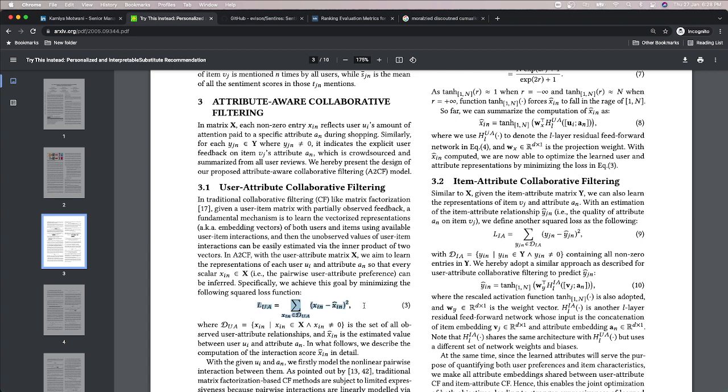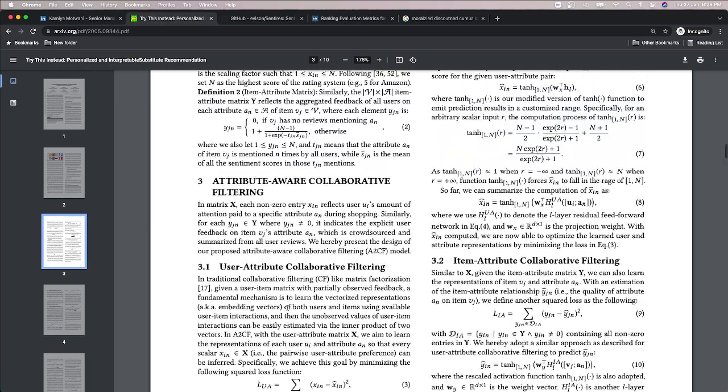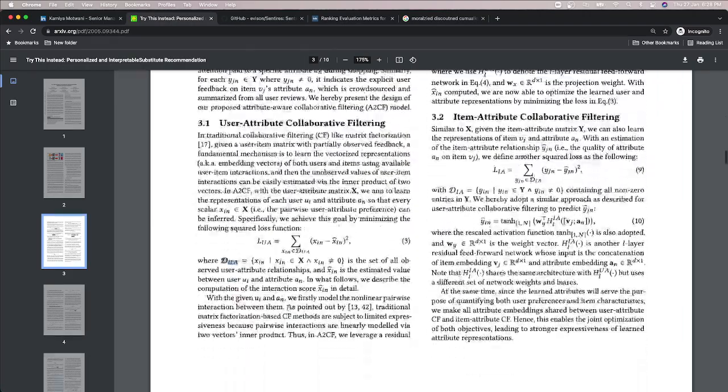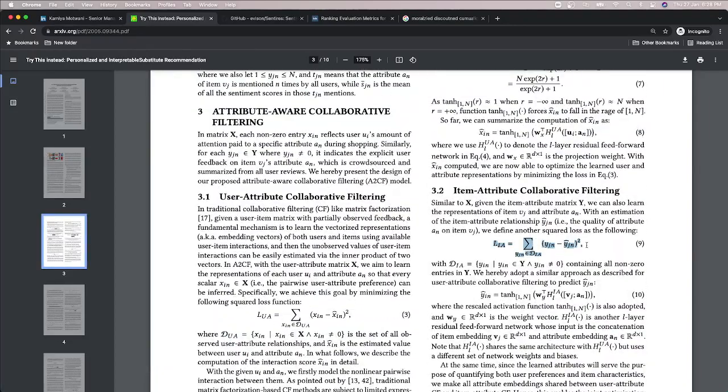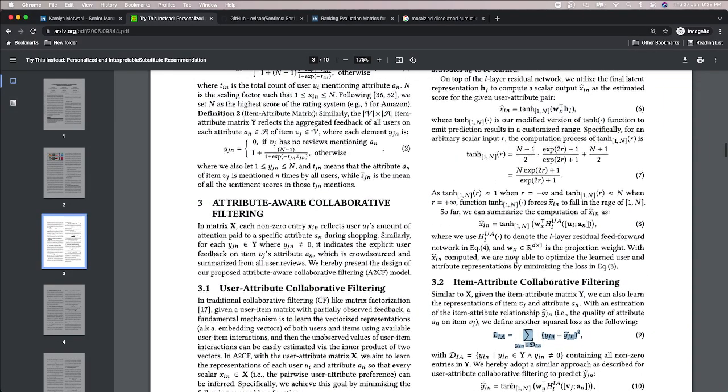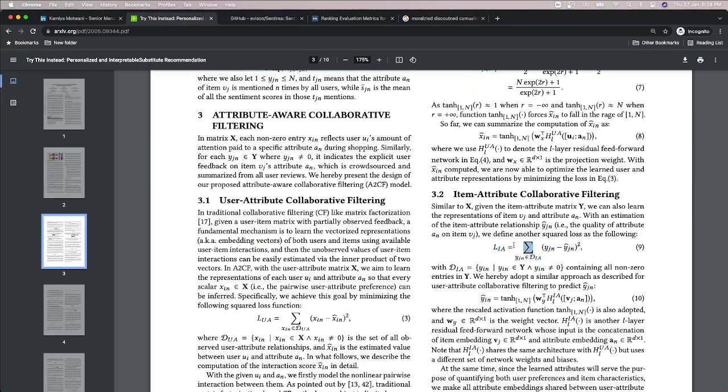So we define the first loss as LUA for user attribute metrics, where XIN is the actual value of the user attribute metrics that we know, and X̂IN would be the model predicted value, right? So we want the model to learn a close representation of that matrix, where DUA is the set of all the populated values. Likewise, just like we have LUA, we'll also have LIA. This is at the item level. So we need to optimize for these two losses together, which are LUA and LIA.